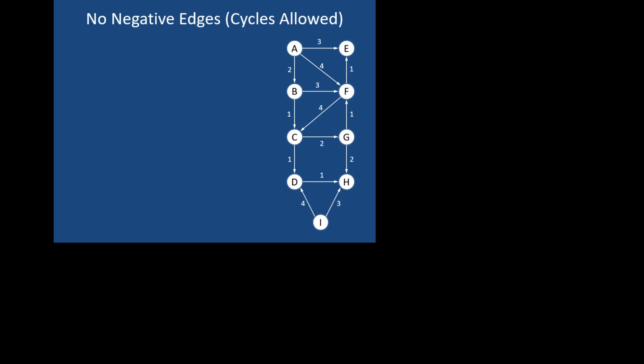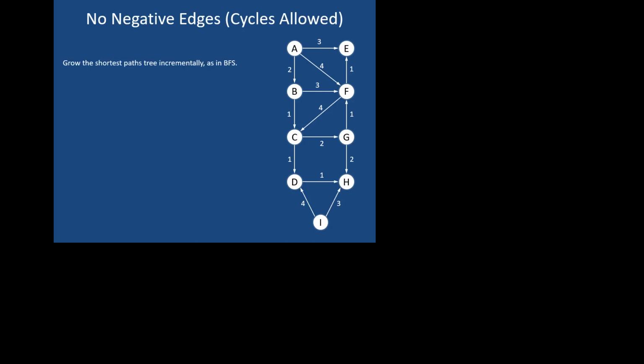But we'll get to that eventually. For now, we're just going to say no net negative cycles, and for this algorithm here, which is Dijkstra's algorithm, we are going to allow cycles, but we're not going to allow negative edges at all. Right, so let's look at this.